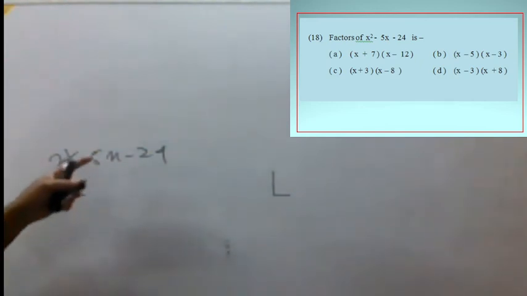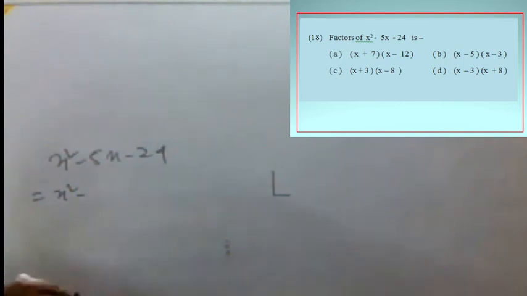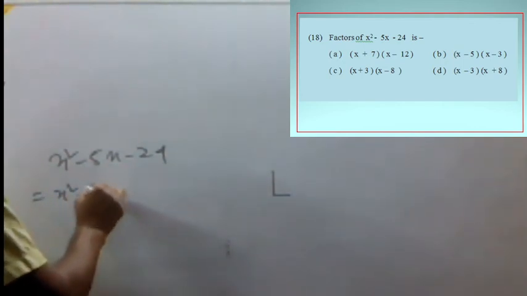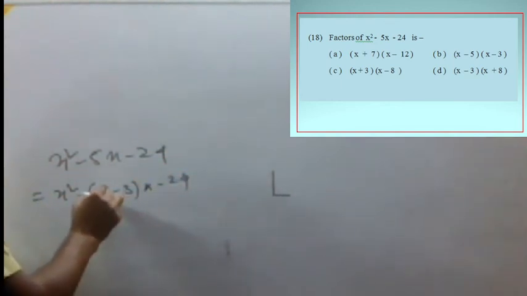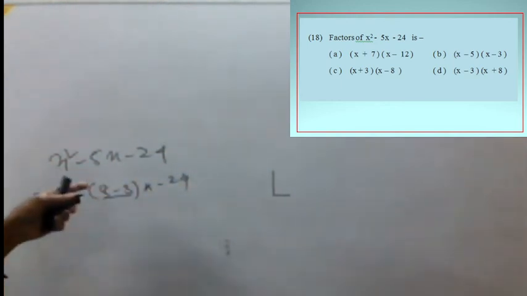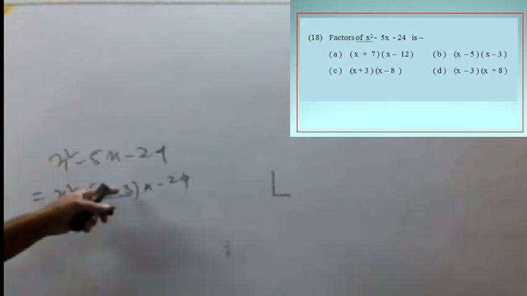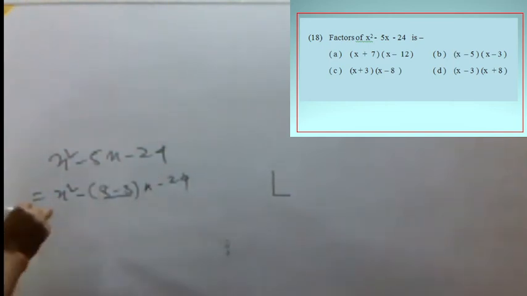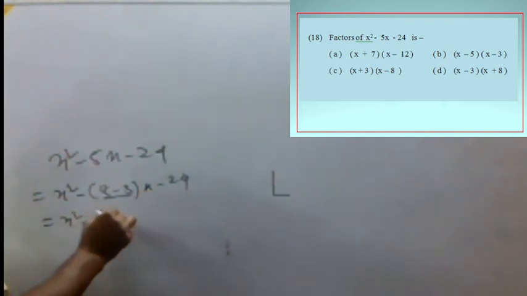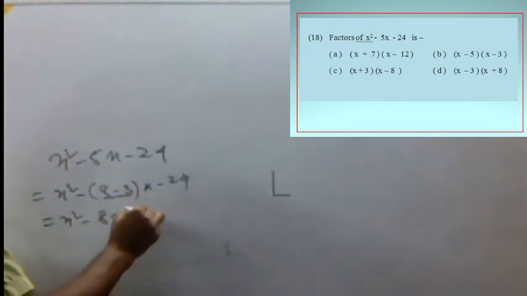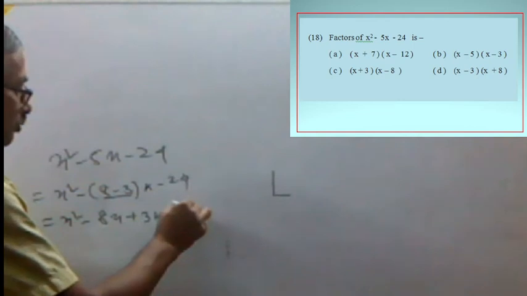You have to break 24 into 2 terms whose difference is 5. That is only 8 and 3, that is 8 minus 3. From 8, if we subtract 3, we get 5. And if we multiply 8 by minus 3, we get minus 24. So x square minus 8x, this minus into minus plus 3x minus 24.